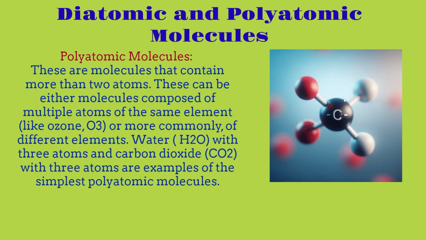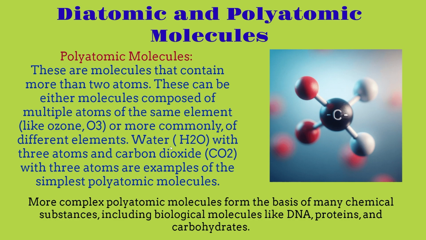Furthermore, now we're going to talk about polyatomic molecules. These are molecules that contain more than two atoms, and they can be composed of atoms of the same element, such as ozone, which is O3, or more commonly of different elements. For example, we have water, H2O, with 3 atoms, and also carbon dioxide, CO2, with 3 atoms, and these are examples of the simplest polyatomic molecules. So diatomic molecules have 2 atoms, polyatomic molecules have 3 or more, and sometimes they can be the same element, like ozone, but more commonly you'll find different combinations such as water, carbon dioxide, and many more.